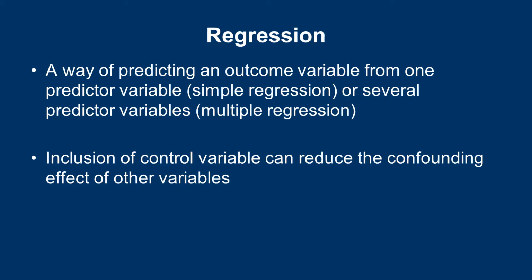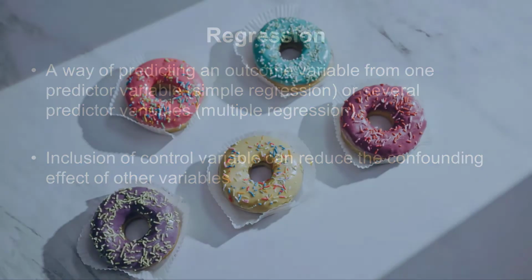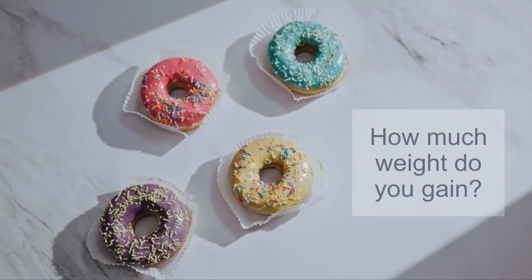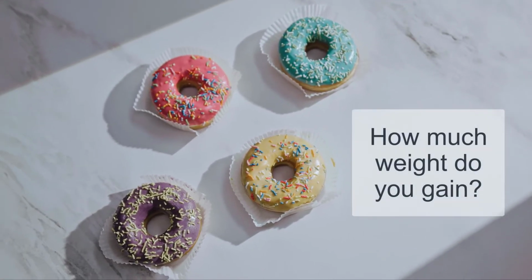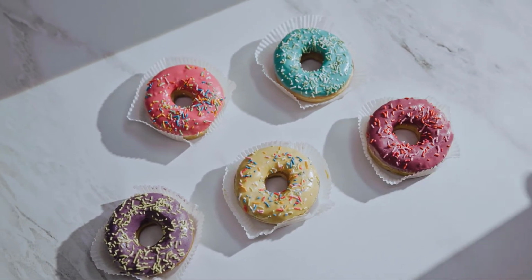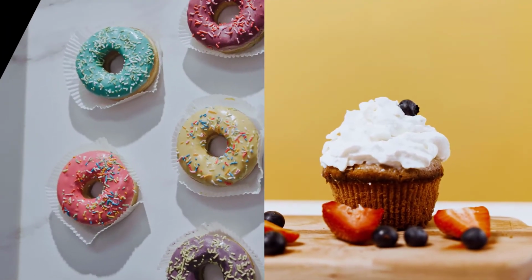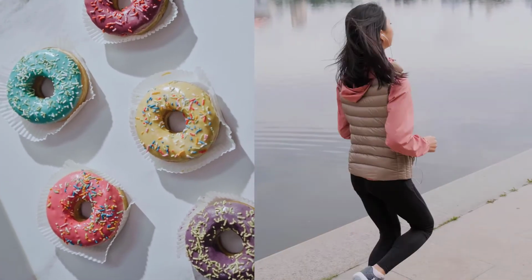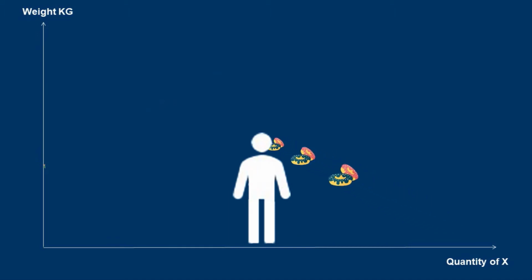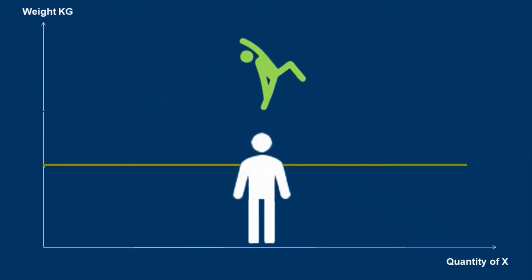Let us think back of the example. Donuts, maybe the main question was how much weight do you gain from eating donuts? Simple regression. Or multiple regression, you have donuts and cupcakes. And the control variable would be sports exercise, running. Because even though some people eat a lot of donuts, they do a lot of exercise, they do not gain weight. So it would be important to control for these factors.